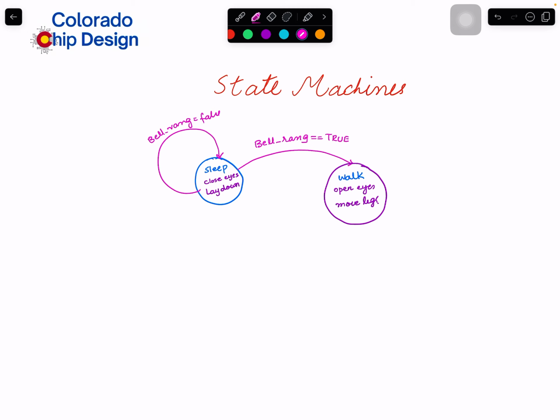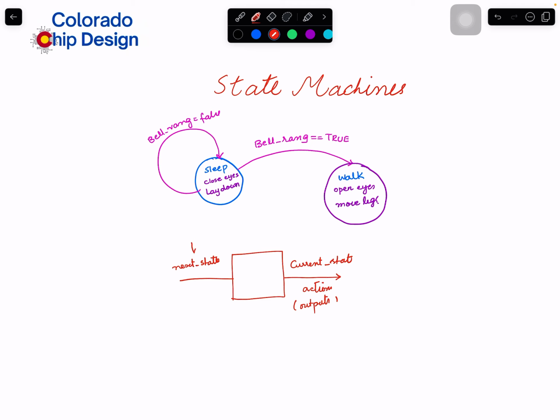And the key thing here is that on each state, let's call this box a state, it needs to perform some actions, which are also called outputs. And the current state, and the next state. I put next state here, and you will see in a minute why.